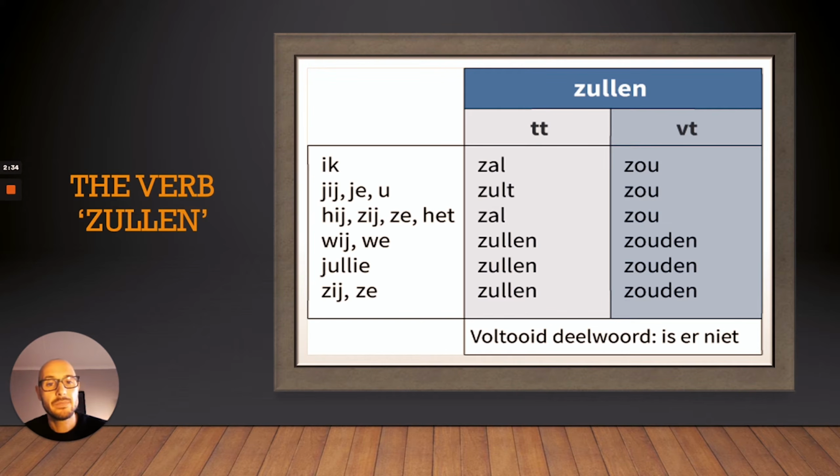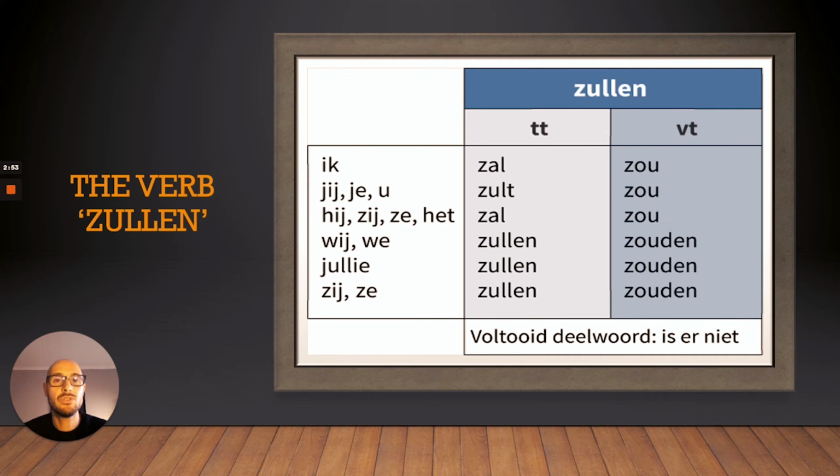Ik zal, jij, je, u, zult. I want to make a little remark there. You can also use zal. Zult and zal, both of them are correct. So you can mix them, both will be grammatically correct. And then hij, zij, ze, het, zal.